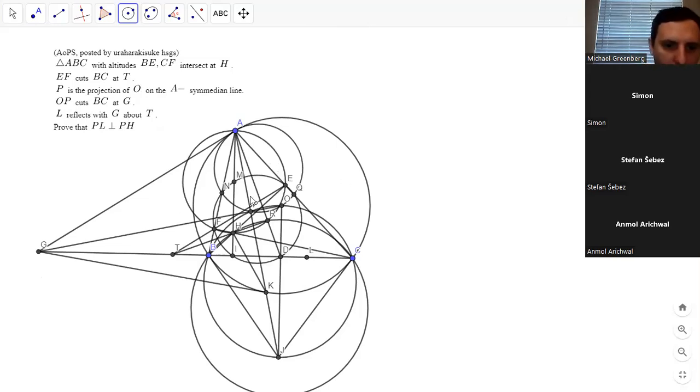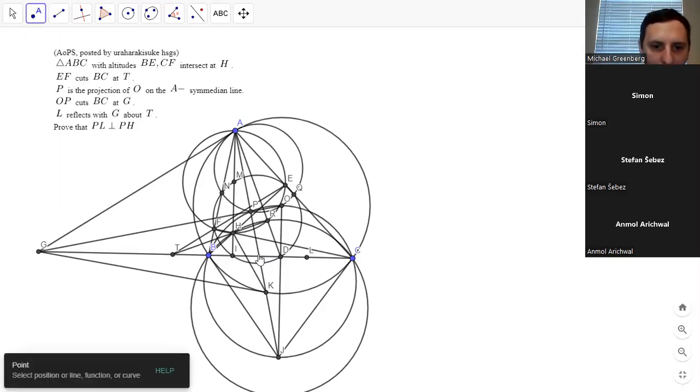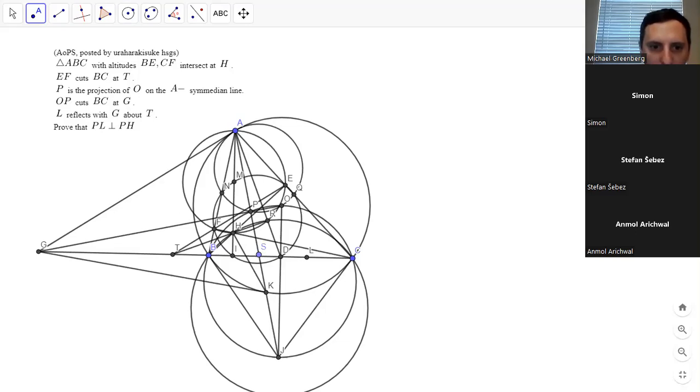So we have GK squared is GB times GC. And I wonder if G is in harmonic conjugation. Like what point is G in harmonic conjugation with on BC? The intersection of AK and BC. Ah, I did not realize that. So G, B, S, and C are in harmonic conjugation.